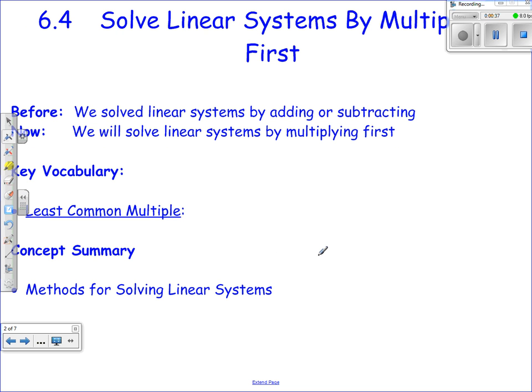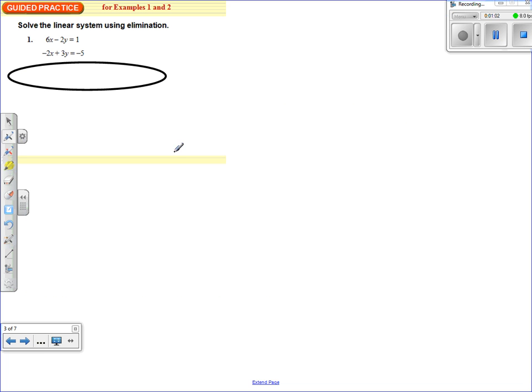We're in 6.4 today. Solve linear systems by multiplying first. And that is our goal of the day. To do so, we're still going to eliminate, but before we can eliminate an x or a y variable, we're going to have to multiply by a number other than 1 or negative 1. So it's building upon everything we learned in 6.3 and taking it to the next level. We have these examples. They're in your book after example 1 and 2 under guided practice on page 394.